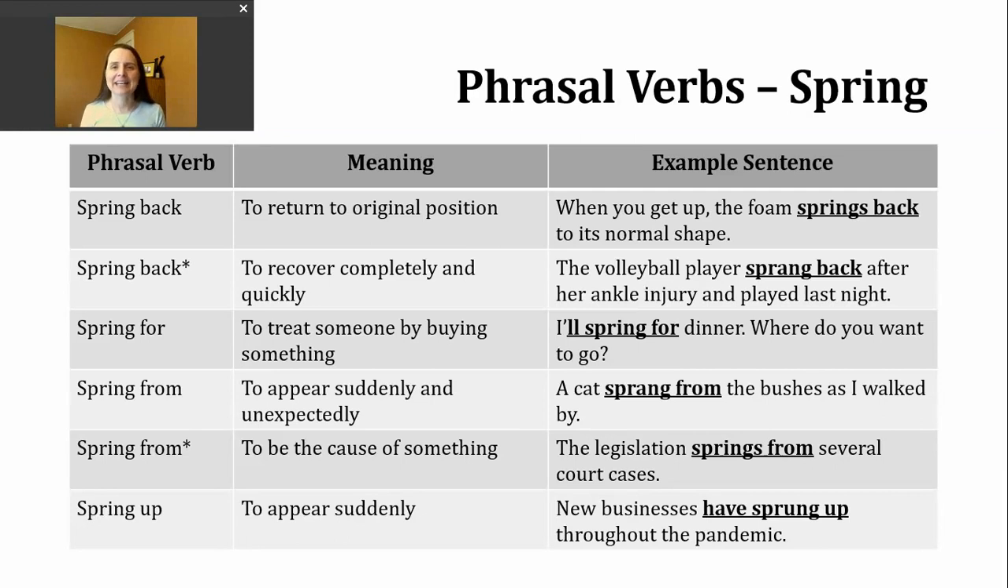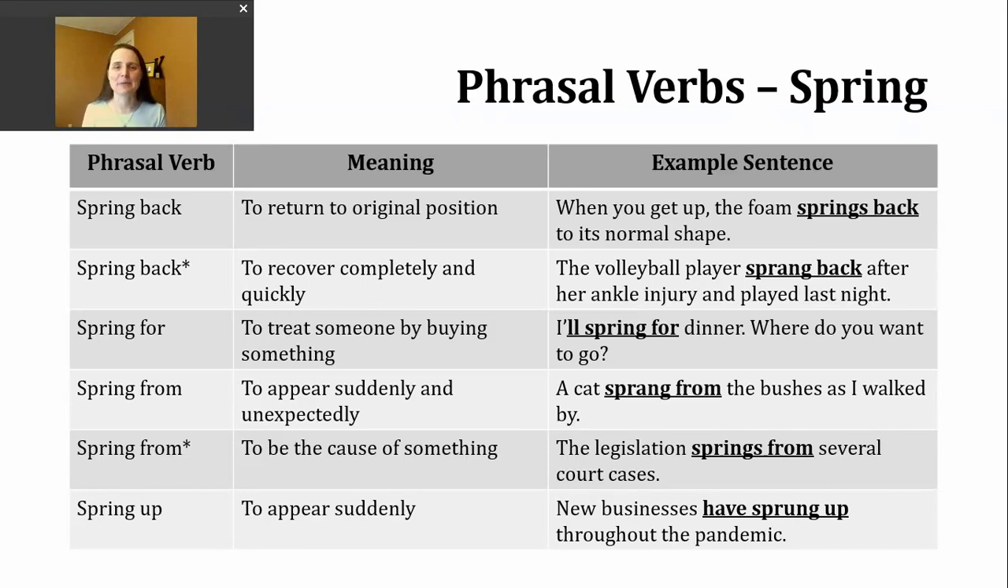Let's take a look at an example sentence. The volleyball player sprang back after her ankle injury and played last night. This implies she recovered quickly. She didn't miss a month of games in her season. The next phrasal verb we'll look at is spring for. It means that one person is treating another person by buying them something.